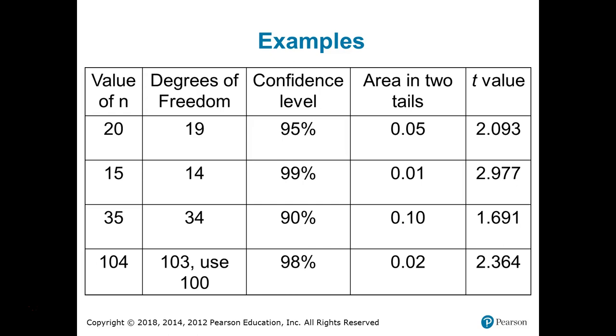And then finally, just to change it up a bit, now we're looking at degrees of freedom greater than 40. So if n was 104, the degrees of freedom would be 103. So we would round that down to 100, and now we're looking at where 100 and 0.02 correspond, giving a t-value of 2.364.